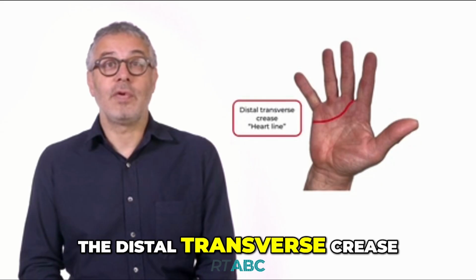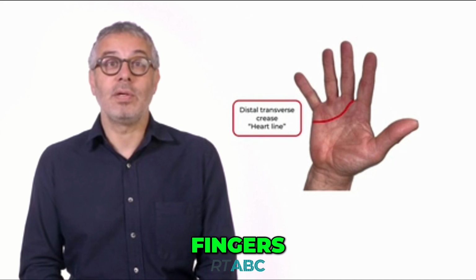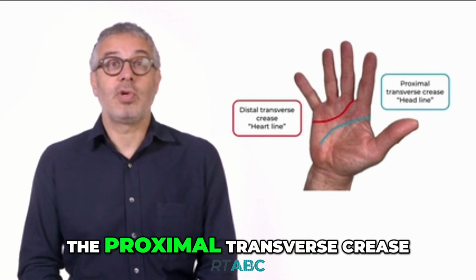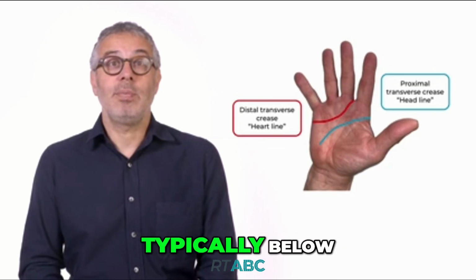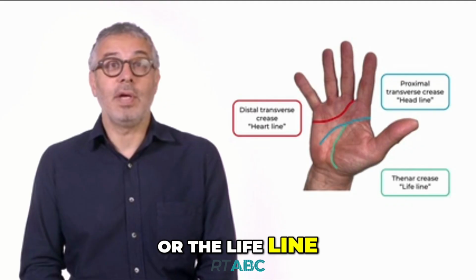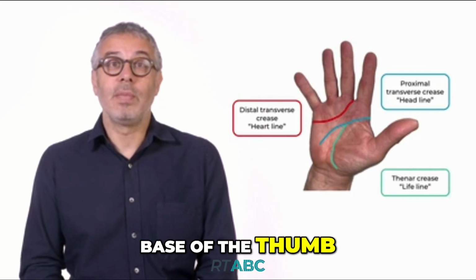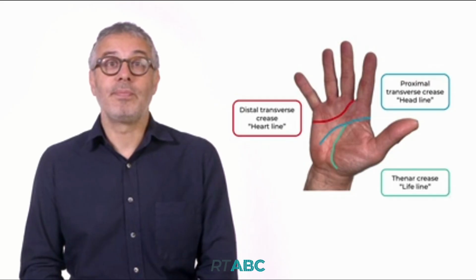The distal transverse crease, or the heart line, runs across the upper palm near the base of the fingers. The proximal transverse crease, or the headline, runs across the middle of the palm, typically below the heart line. The thenar crease, or the lifeline, curves around the base of the thumb, forming a boundary between the thenar eminence and the rest of the palm.